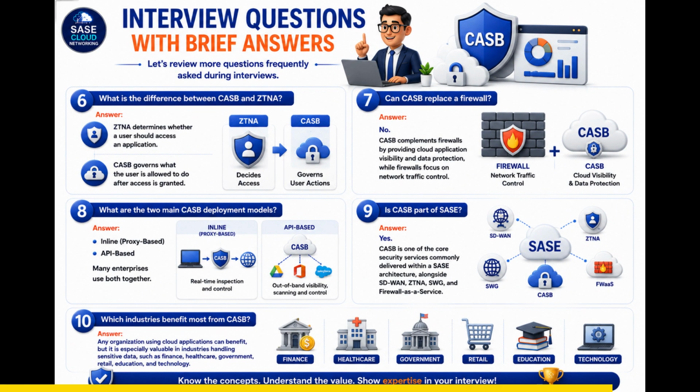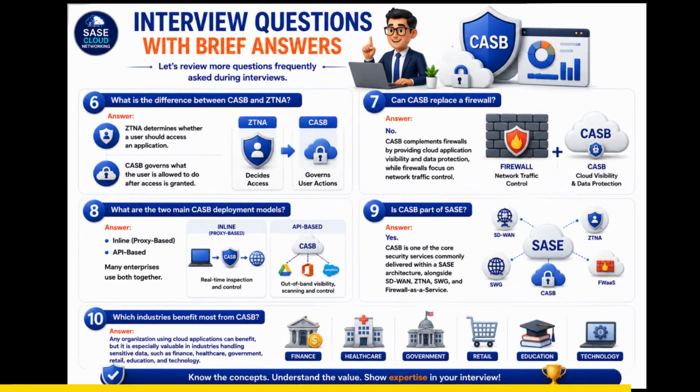Question 6. What is the difference between CASB and ZTNA? Answer. ZTNA determines whether a user should access an application. CASB governs what the user is allowed to do after access is granted. Question 7. Can CASB replace a firewall? Answer. No. CASB complements firewalls by providing cloud application visibility and data protection, while firewalls focus on network traffic control. Question 8. What are the 2 main CASB deployment models? Answer. Inline, proxy-based, and API-based. Many enterprises use both together.